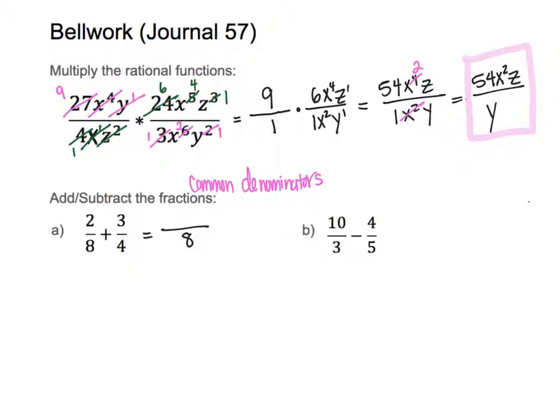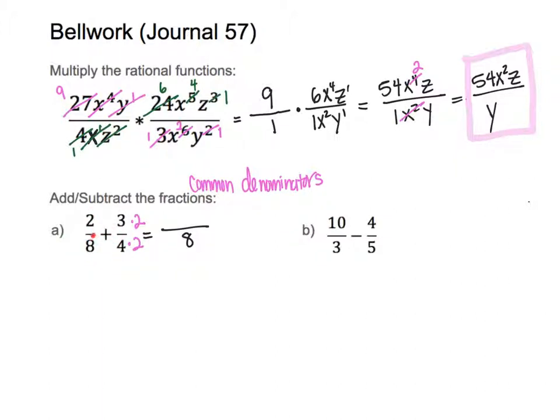So I wrote an 8 down. And so I need to multiply this 4 by 2 to do it, but anything I multiply to the bottom, I have to multiply to the top, so the 3 also gets multiplied by 2. Now when I look at this fraction here, I don't need to multiply it by anything, because the common denominator that we chose is 8, and this is already 8, so I can just leave this fraction alone.